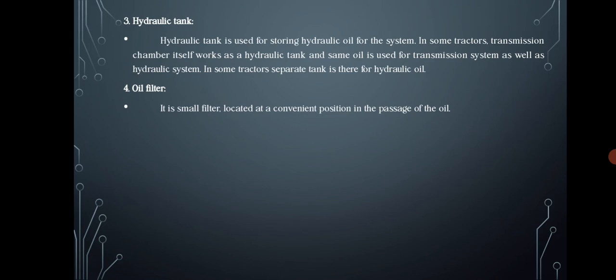Next is hydraulic tank. Hydraulic tank is used for storing hydraulic oil for the system. In some tractors, the transmission chamber itself works as a hydraulic tank and the same oil is used for the transmission system as well as the hydraulic system. In some tractors, a separate tank is there for hydraulic oil. Oil filter. It is a small filter located at a convenient position in the passage of the oil.